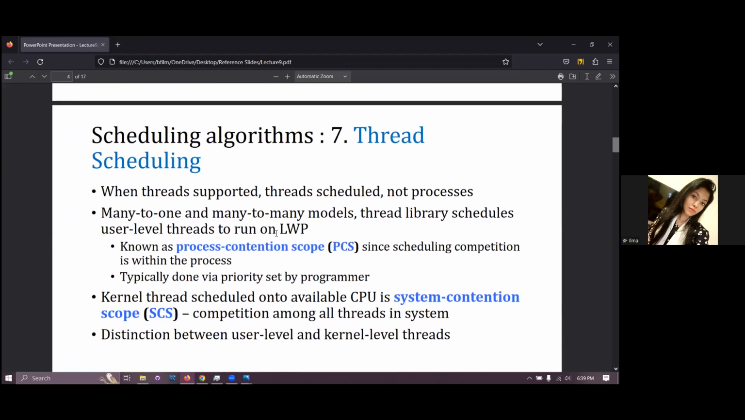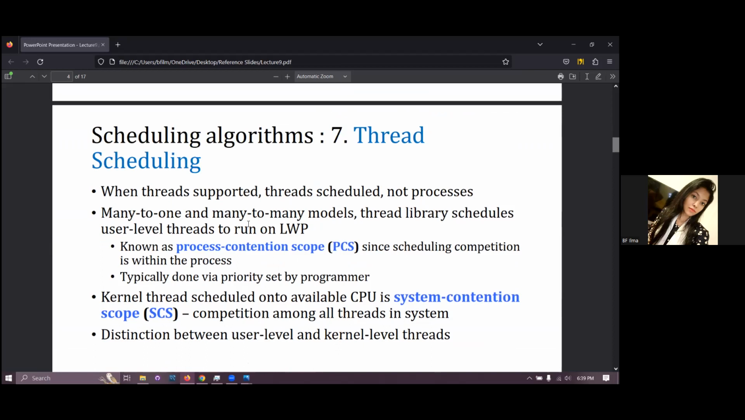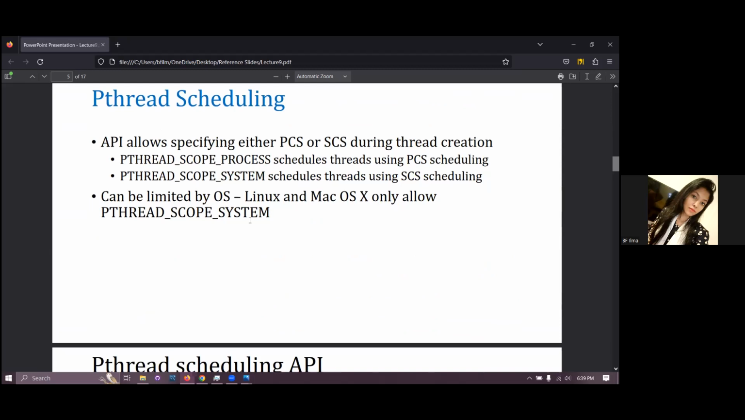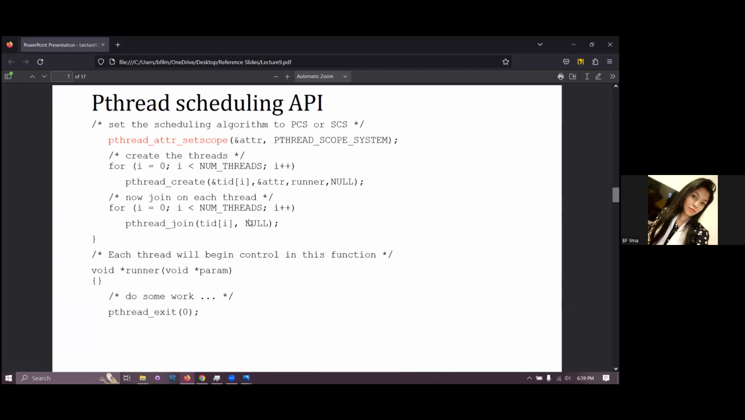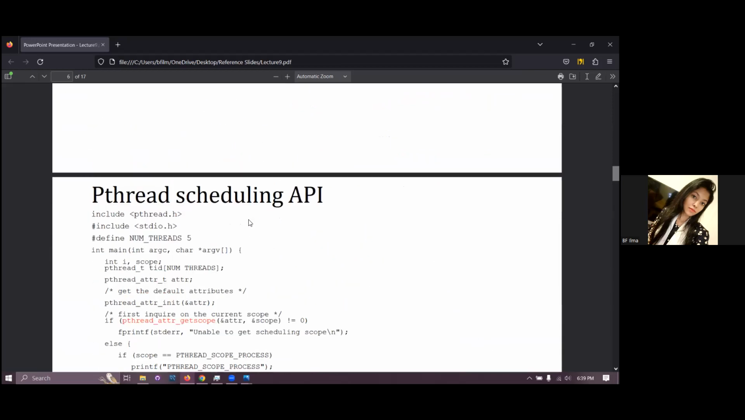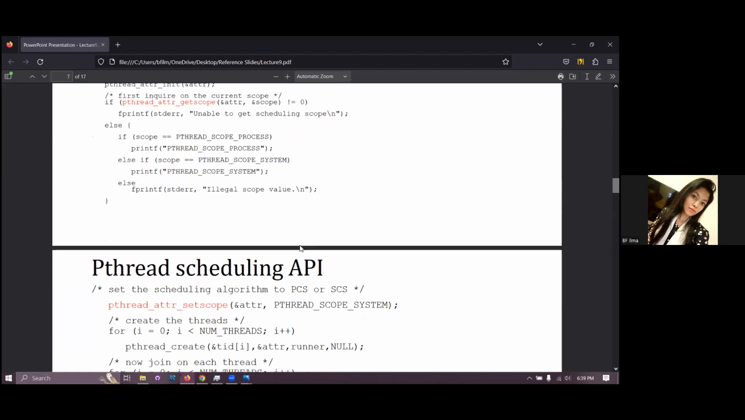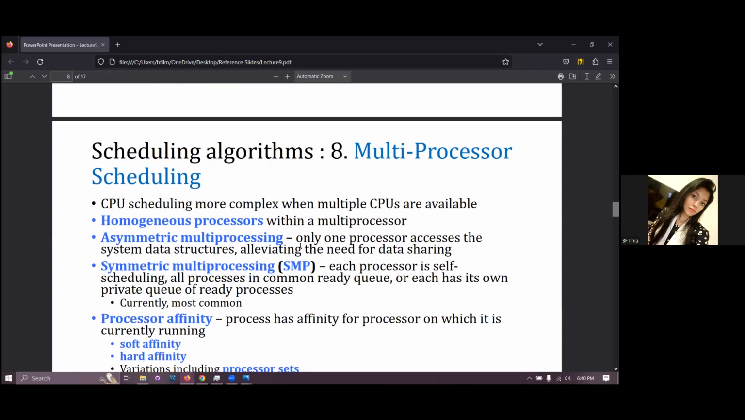And then comes thread scheduling. This is a very theoretical part. We have user level threads and kernel level threads. Here we are not considering scheduling processes. We are scheduling threads. So you can read about that. There are also multi-threading models. Yeah. So next comes multiprocessor scheduling.